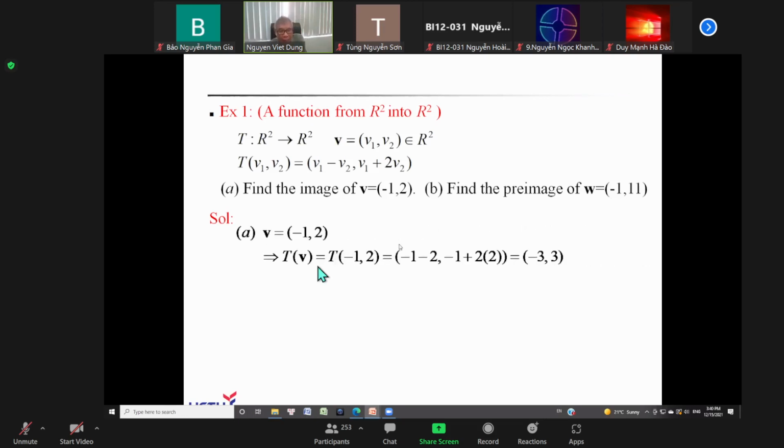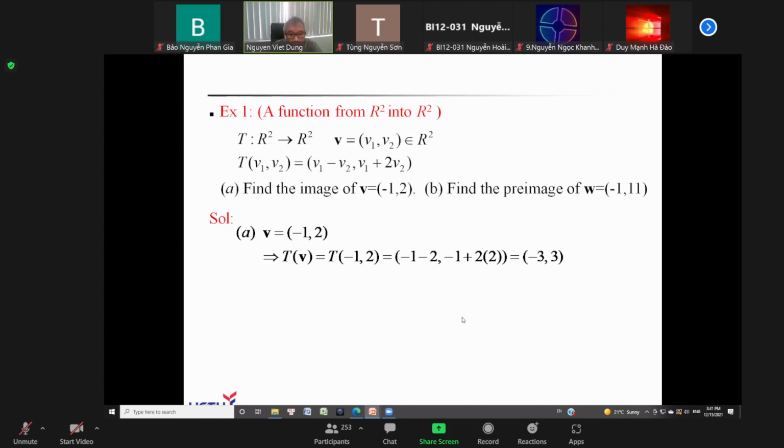The first one is very easy. To find T of v, you need only to substitute the coordinates of v into the formula here. You get -3 and 3. But in order to find the pre-image of w, you need to solve a system of linear equations. And it is here. If T of v equals w to be that, then you have that thing. It means that the first coordinate equals -1 and the second coordinate equals 11.